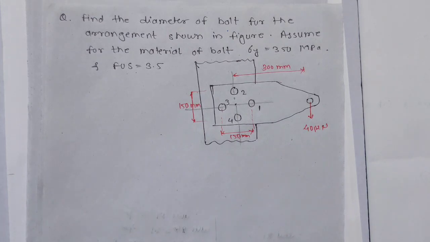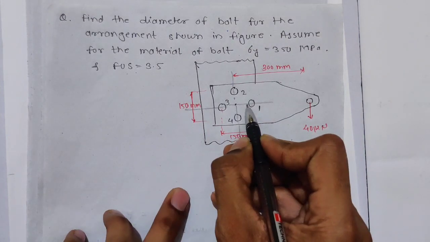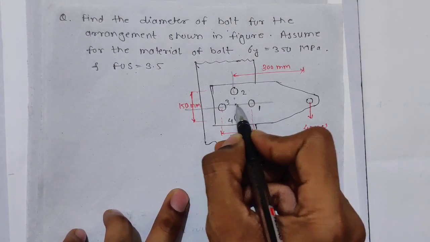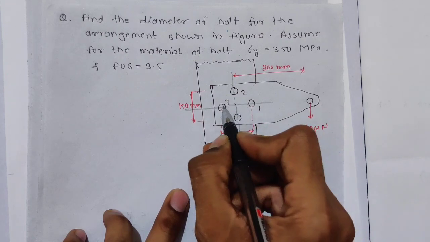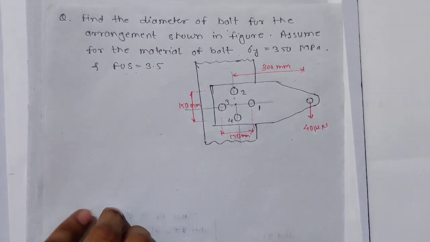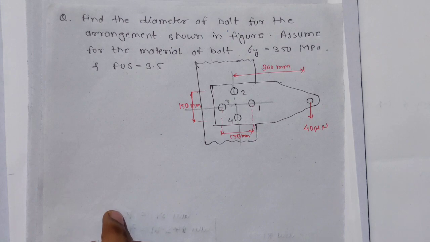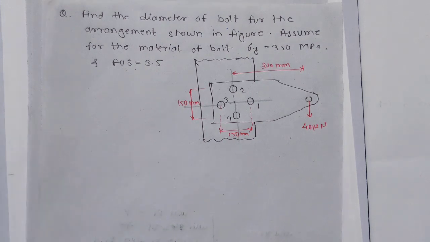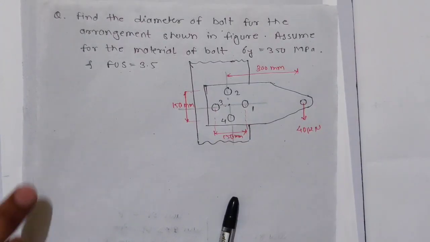Now, what will be the radius for bolt 1? It will be 75, right? For bolt 2, 75, 75, 75. So all bolts have the same radius, 75 mm. Alright, so we will start with the given.